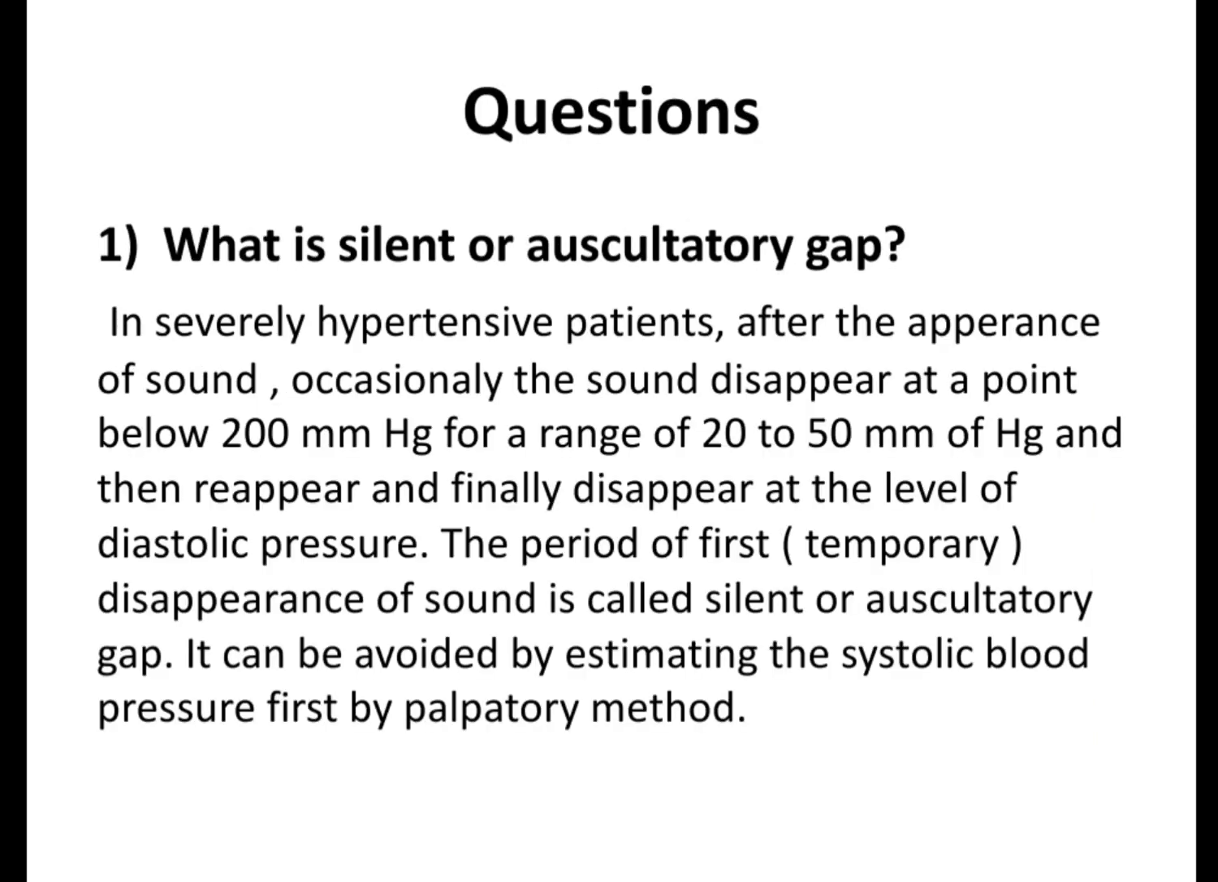Now let us discuss some questions. What is silent or auscultatory gap? In severely hypertensive patients, after the appearance of sound, occasionally the sound disappears at a point below 200 mm mercury for a range of 20 to 50 mm of mercury and then reappears and finally disappears at the level of diastolic pressure. The period of first temporary disappearance of sound is called the silent or auscultatory gap. It can be avoided by estimating the systolic blood pressure first by the palpatory method.